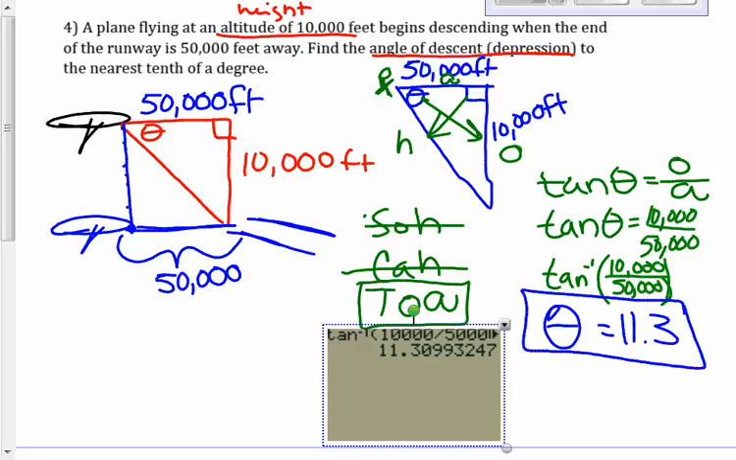Okay, so for all these problems, you want to first give yourself a visual so you can help identify where your angle of elevation and depression is. Label your sides, and then figure out, are you solving for a side or an angle? If it's a side, you cross multiply and solve for your variable. If it's an angle, you take the inverse of whatever trig function you have.